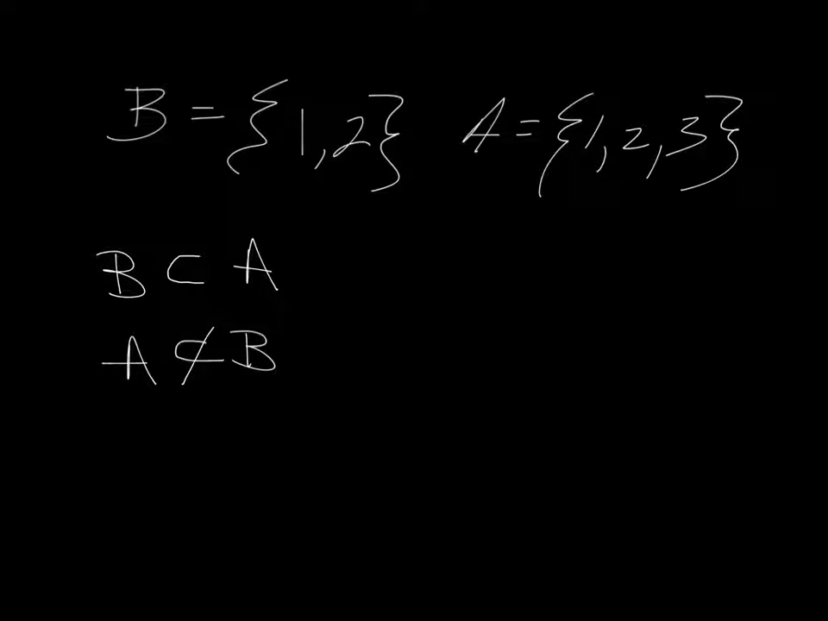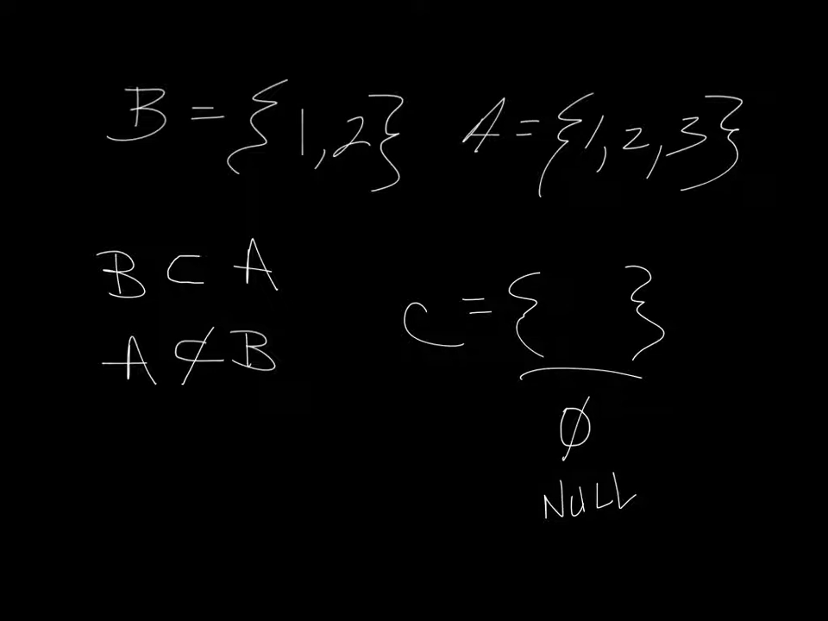Let's see what we've got here. If we have no members in a set, so let's say set C has nothing in it, you can write it as the empty set, or you can make a circle with a line through it, and that is called the null set. Alright, and you'll be using the null set pretty regularly.